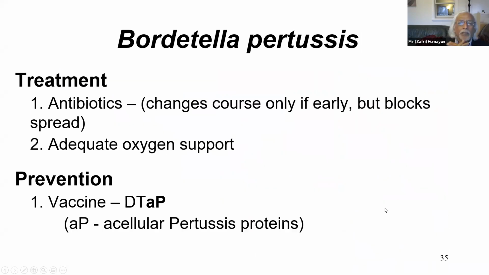All right. Treatment for Bordetella pertussis is through antibiotics. It only changes the course of the disease, and it's only effective if it's given early. Bordetella pertussis is actually a very serious disease, and sometimes it requires adequate oxygen support to keep the patient alive. Prevention is easy again, the same combination vaccine DTaP is effective in keeping Bordetella pertussis at bay.